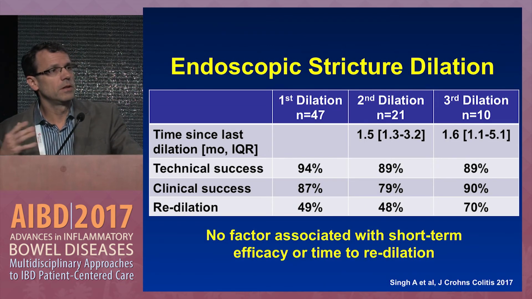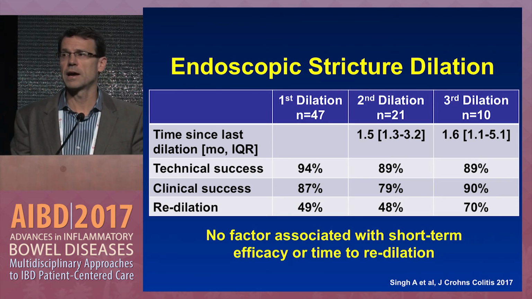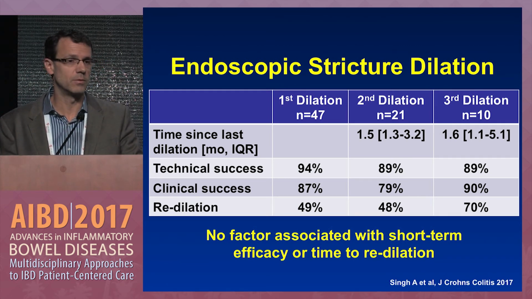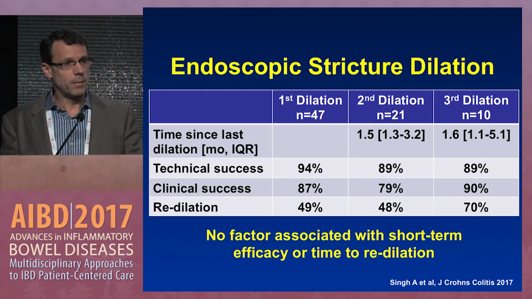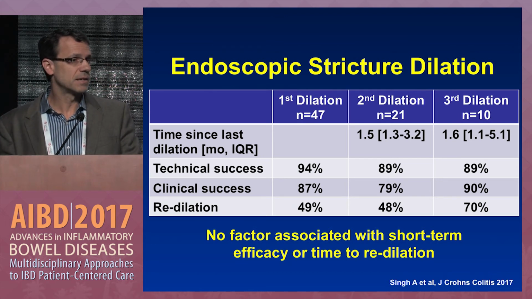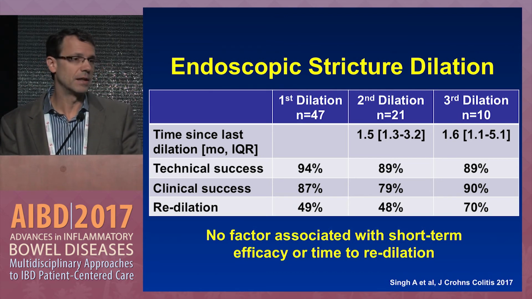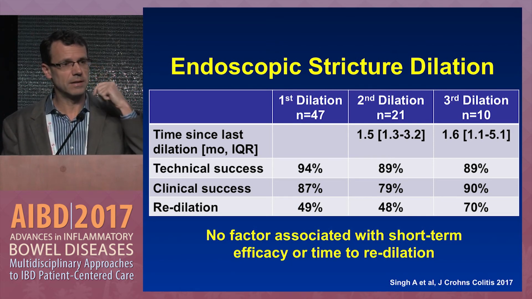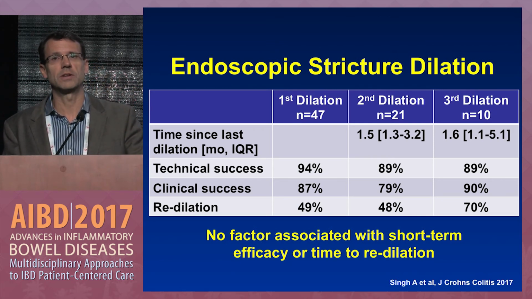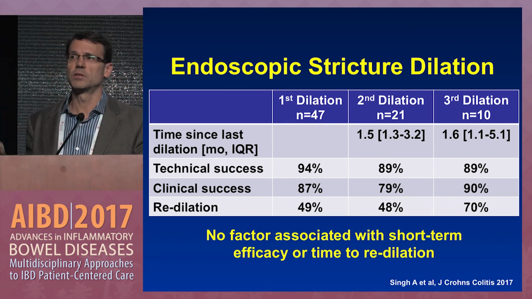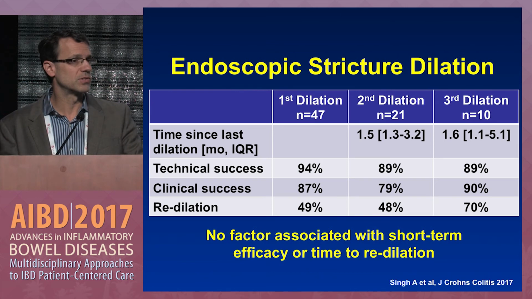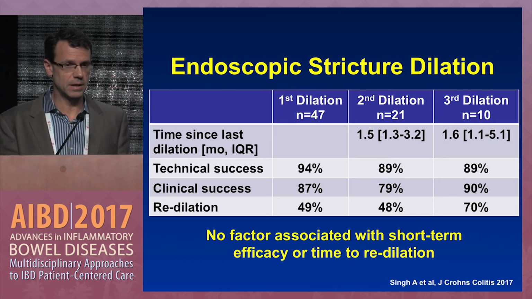If you delve a little bit more into the idea of repeat dilation, the first dilation had a very high technical success and clinical success by resolution of symptoms, but about half needed redilation. About a month and a half later, again, high success rate, and about 50% needed redilation. About another month and a half later, again, a high success rate, but a lot needed redilation. So you see a pattern here. These patients often will need redilation until their medicines really start healing the disease better. And they did not identify any factor associated with short-term efficacy or time to redilation.